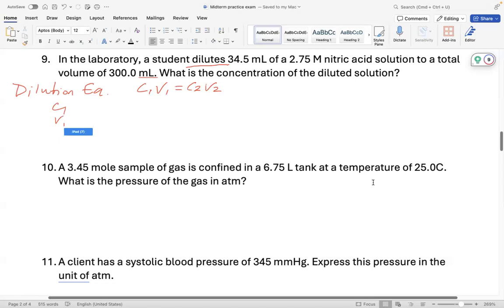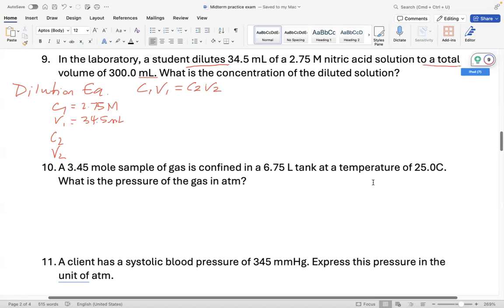Whenever I have a problem with lots of variables, I always write them all to the side here and identify what's what. So a student dilutes 34.5 mils of a 2.75 molar nitric acid solution. So this must be our starting point. So we have 2.75 molar. We have 34.5 mils.